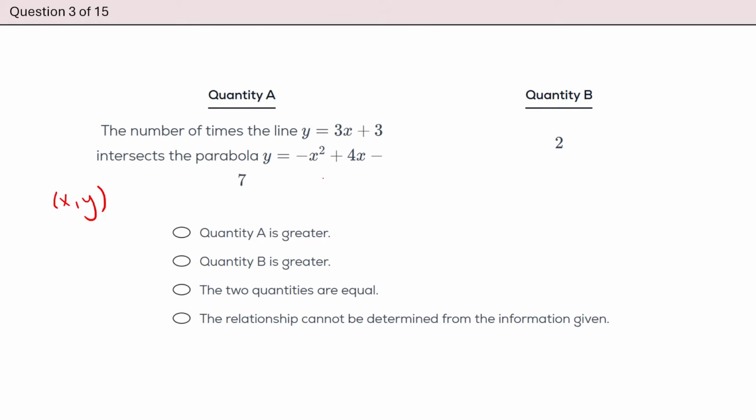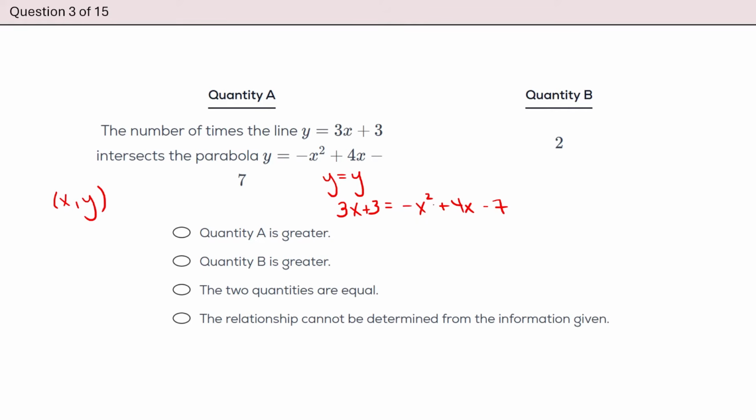So the easiest way to solve this is to set these two equations equal to each other. So we could say, for example, y equals y, but that's not very helpful. So instead, we're going to say, okay, in the first equation, y equals 3x plus 3. In the second equation, it equals negative x squared plus 4x, and then minus 7. So what we have here is a quadratic in non-simplified form. So what we want to do is move everything over to one side.